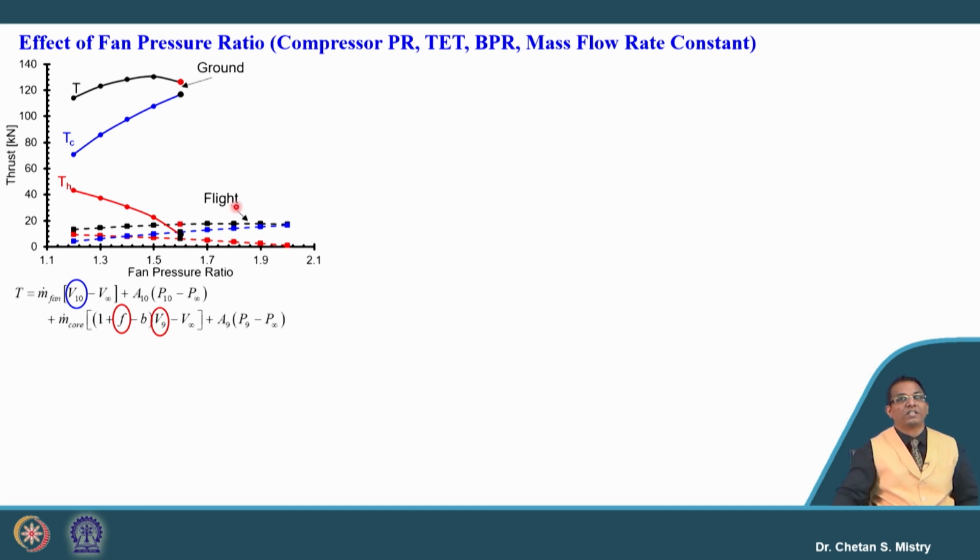Suppose we consider the flight condition. We have the same trend, where the hot thrust will be reducing with the increase of fan pressure ratio, and my cold thrust will be increasing with the fan pressure ratio, and overall we have our thrust being higher.